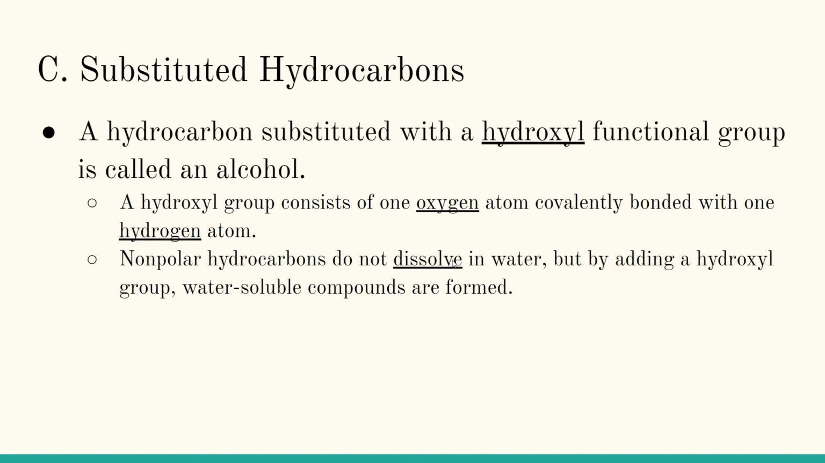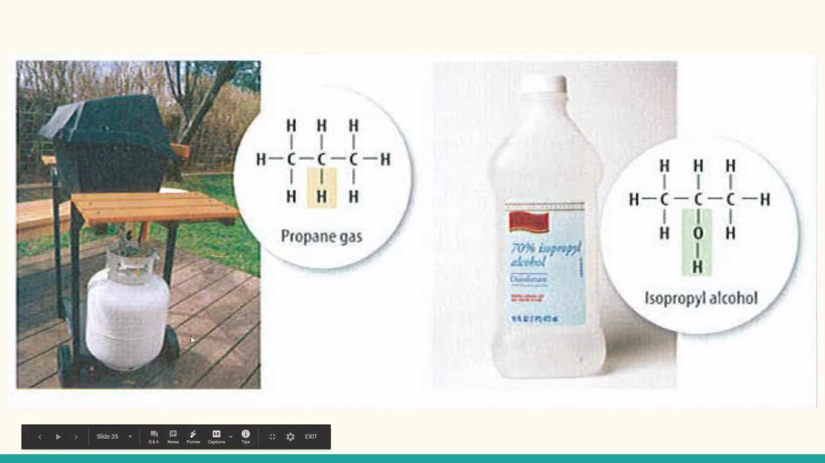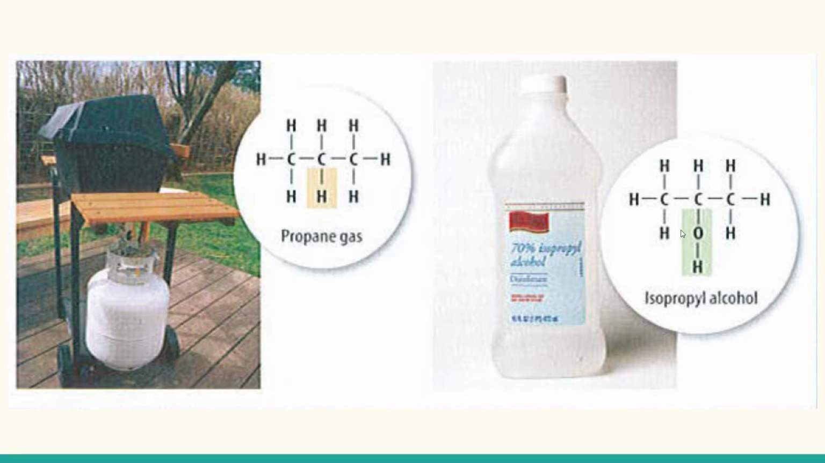Regular hydrocarbons do not dissolve in water, but once we put a hydroxyl in there, now we can dissolve it in water. And that's why you can have a 70% isopropyl alcohol solution, because you can dissolve this in water now that it has this little chunk. But propane gas does not dissolve in water. All we did was switch this H with an OH, and now we can dissolve it in water, and now it does something completely different than this stuff over here. But notice that's the only difference right there.